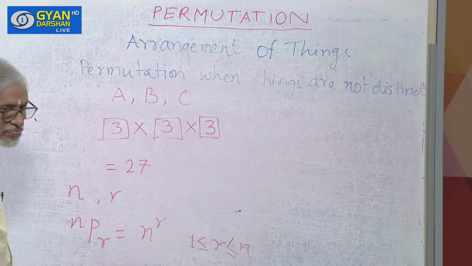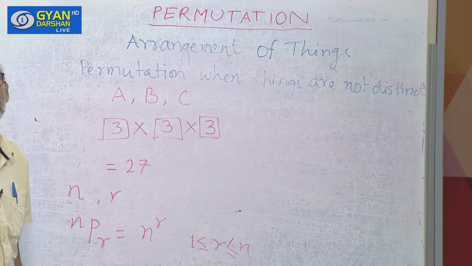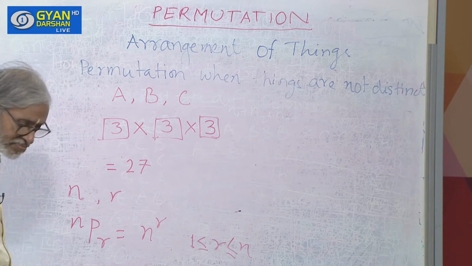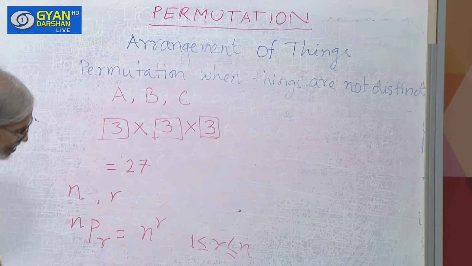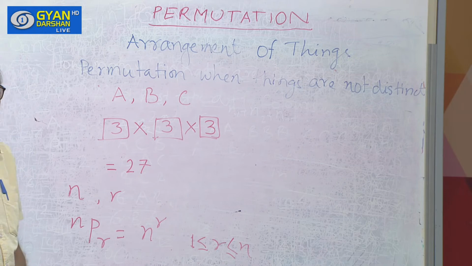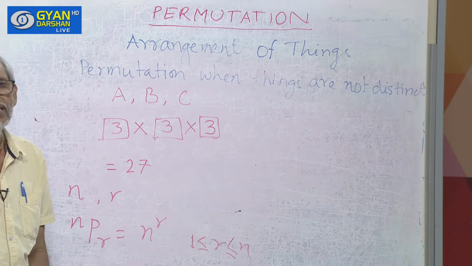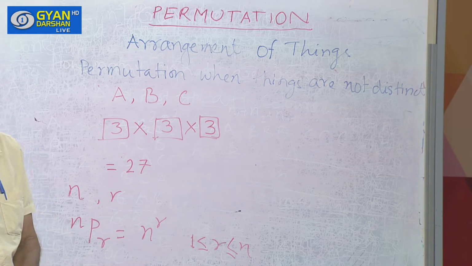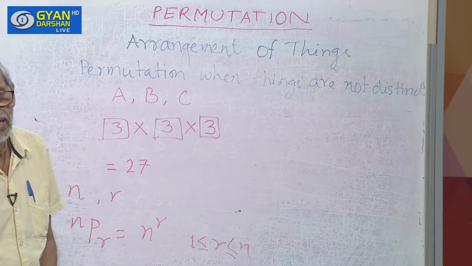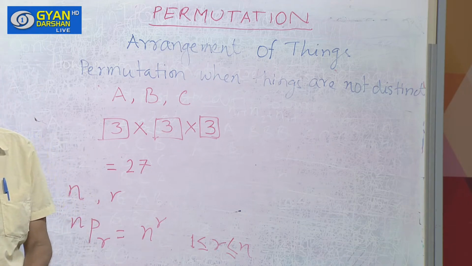So, next time we will take an example on this, and we will also cover circular permutation. So, today we covered linear permutation, and next time we will cover circular permutation and then combination.